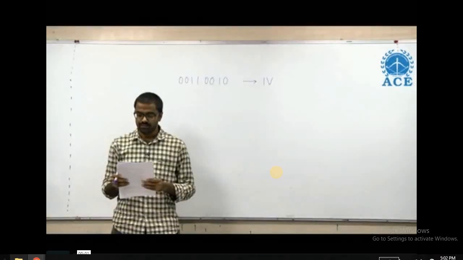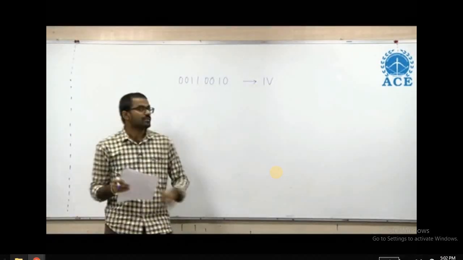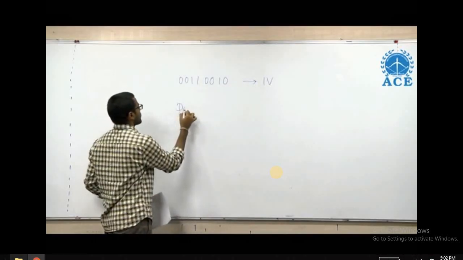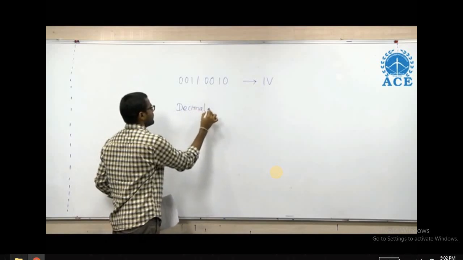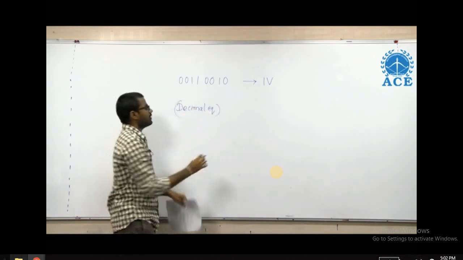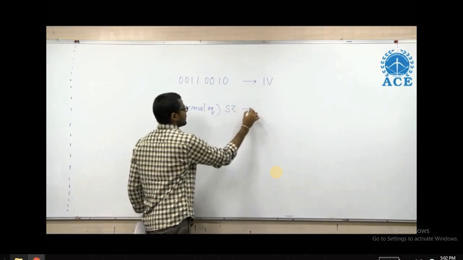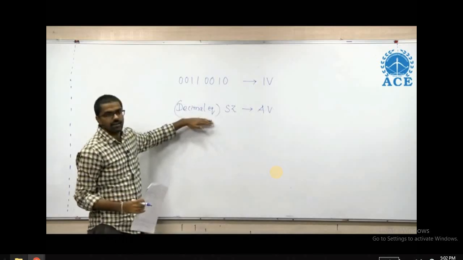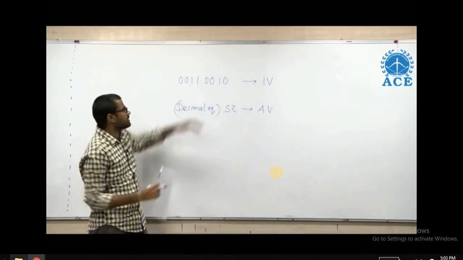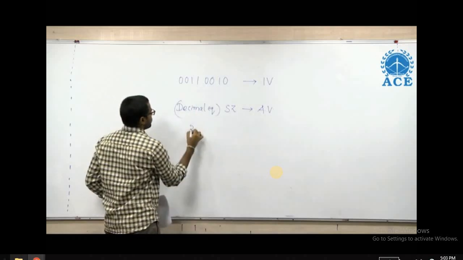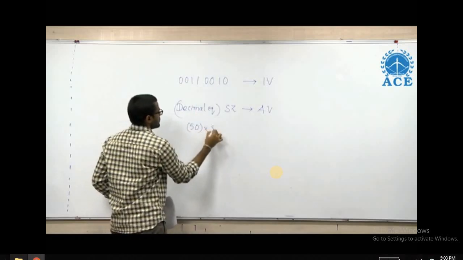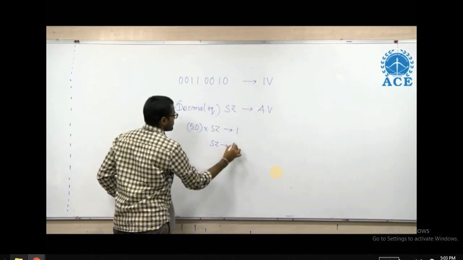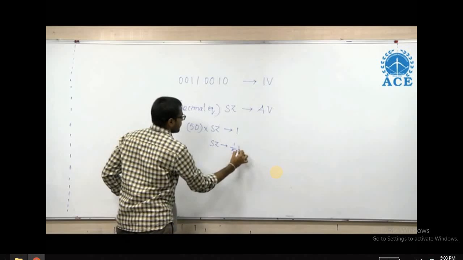Here they have provided us an 8-bit DAC that produces 1 volt for this digital input. We know that the decimal equivalent times the step size gives us the analog voltage. The decimal equivalent of this given digital input is 50, and 50 times the step size gives us 1 volt. So each step represents 1 by 50 volts.